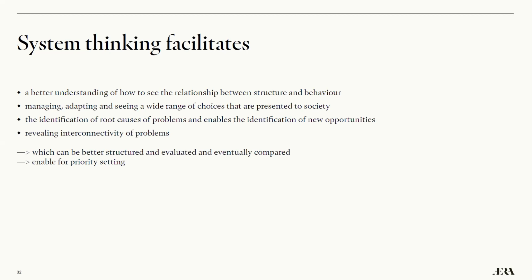Because you see the relationship between structure and behavior, and it enables a process that will lead to understanding how systems work. And in an increasingly complex world, systems thinking is an approach that can enable managing, adapting, and seeing a wide range of choices that are presented to society. And the approach simplifies the identification of root causes of problems and enables the identification of new opportunities. So there's, for sure, a wide range of benefits with using this approach.